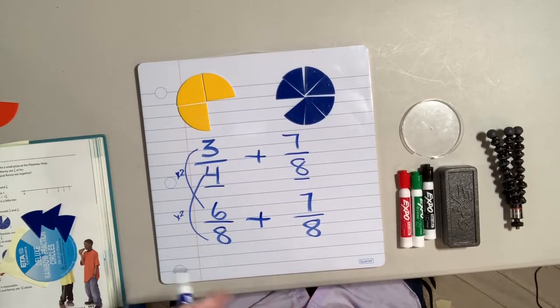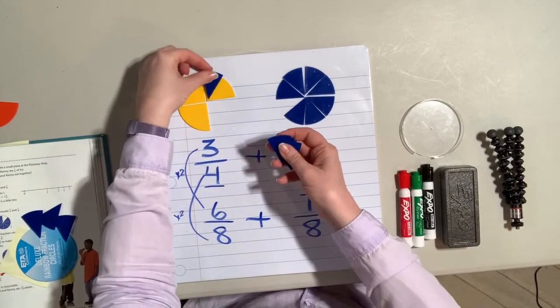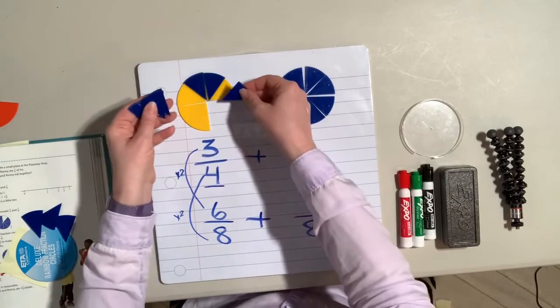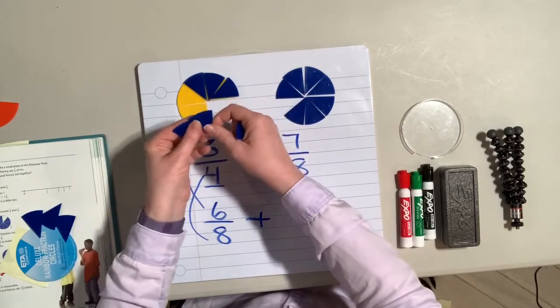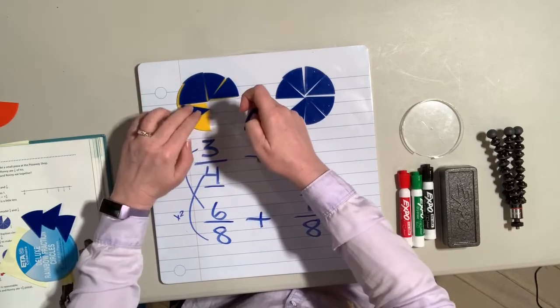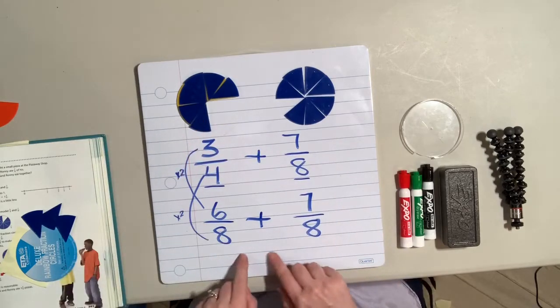If you were to do this with the fraction circles, you would trade in your 4ths for 8ths. So I'll just do that so you can picture it. And you would have 6/8. So now when you went to compare, you can add them together.